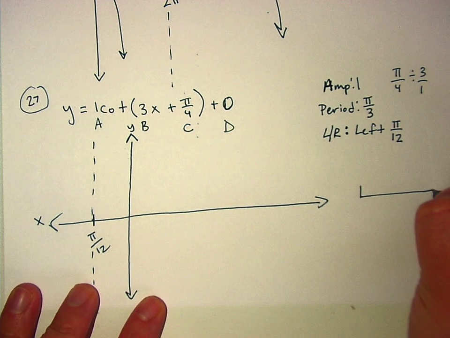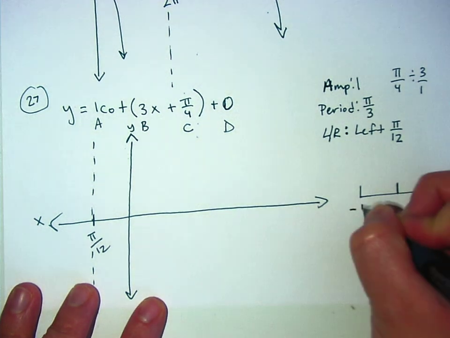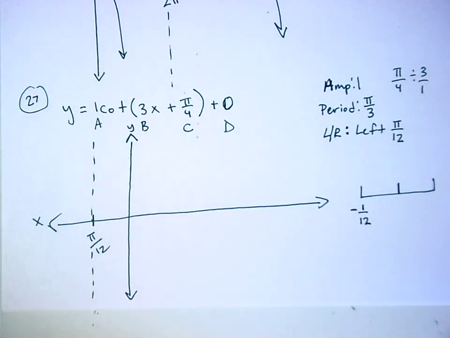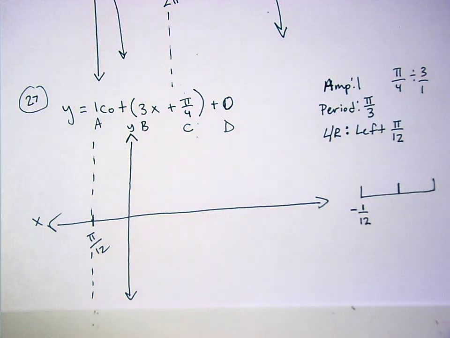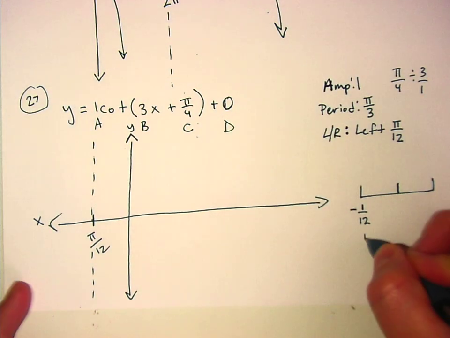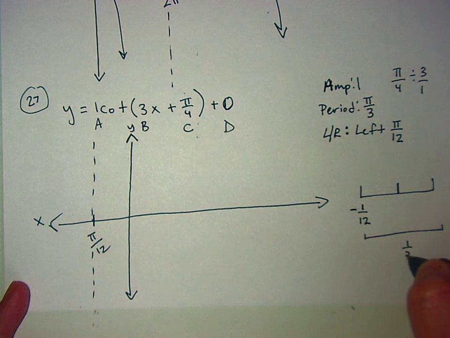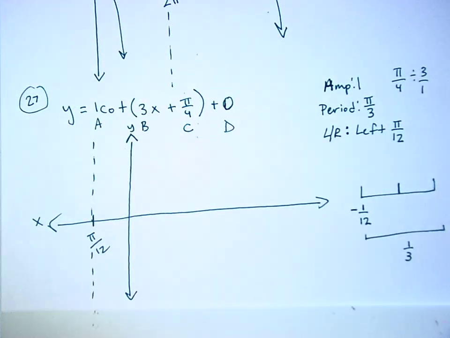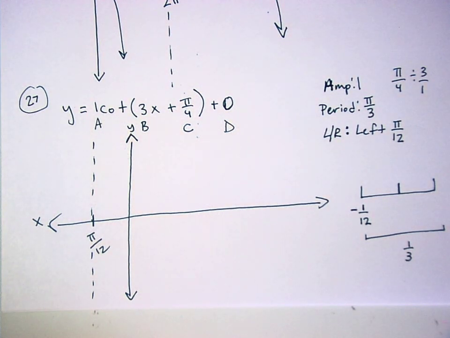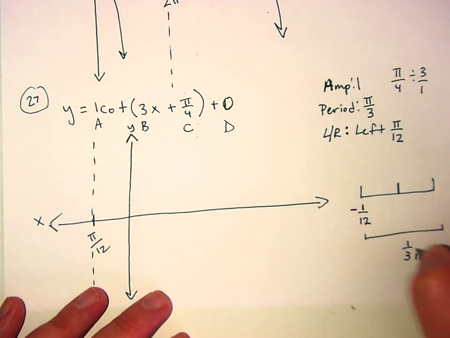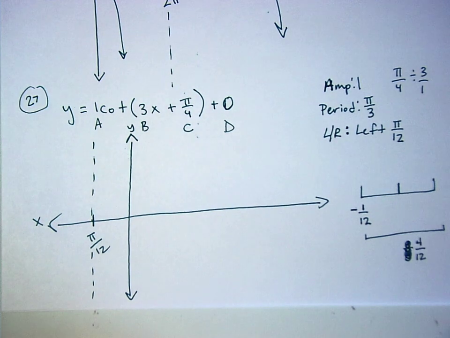I'm going to make some tallies over here on the side. This is negative pi over 12. Remember, we only need 3 tallies here instead of 5 because we only got 2 sections that we're doing. And then we're doing a period of pi over 3. So this distance is pi over 3. So how do I do negative 1/12 plus 1/3? Common denominator. Let's change this into 4/12 instead of 1/3.